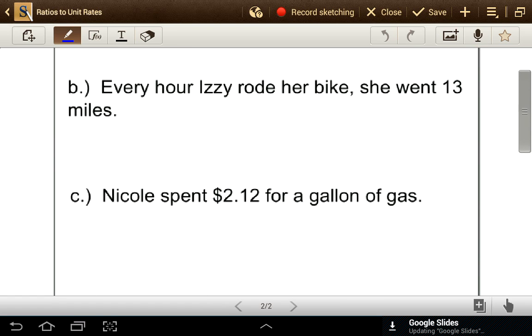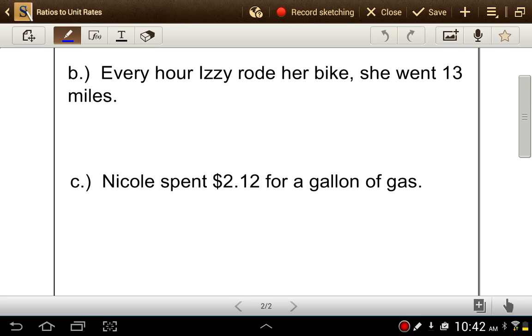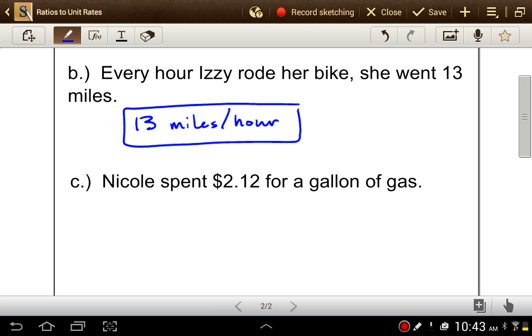Okay. For every hour Izzy rode her bike, she went 13 miles. So let's write that as a unit rate. Okay? We got the 13 miles for every hour. So all I'm going to do is 13. That's my unit rate. And then my label, miles per hour. And that's all you do. Okay? 13 miles per hour. What does this mean? Real quick, this means 13 miles in 1 hour. That's what she can do. So we write our answer as 13 miles per hour.